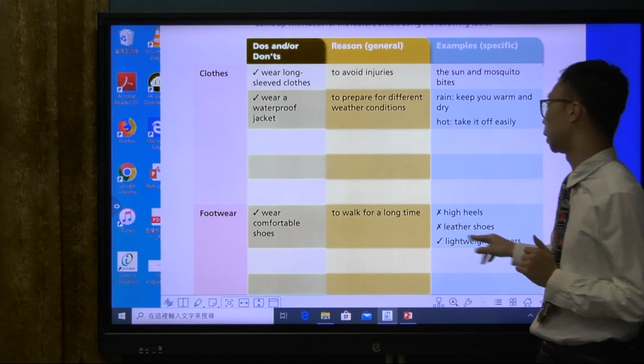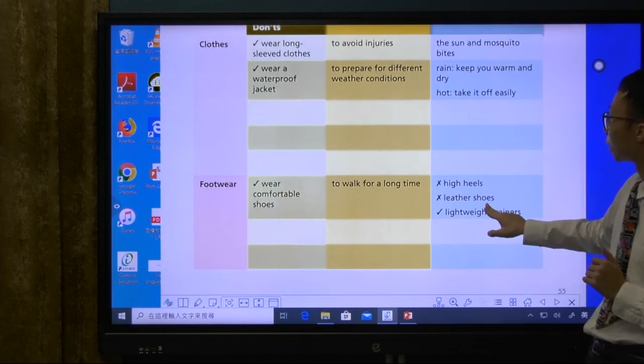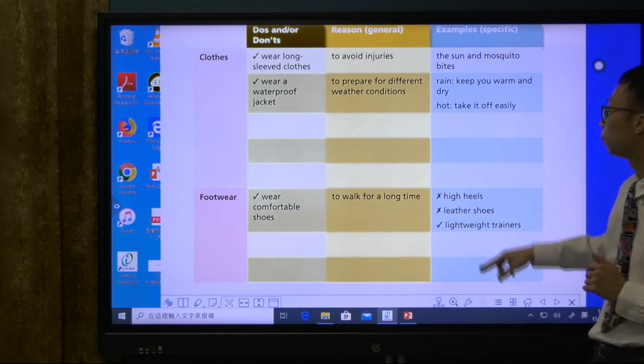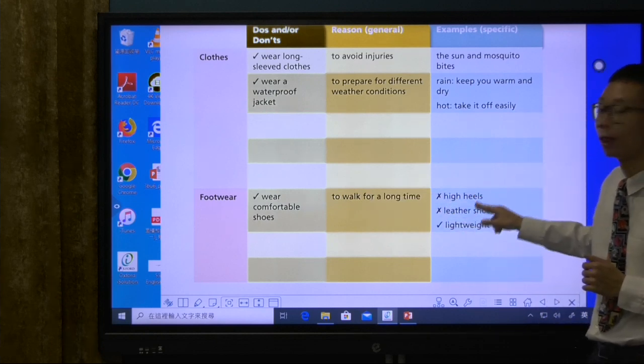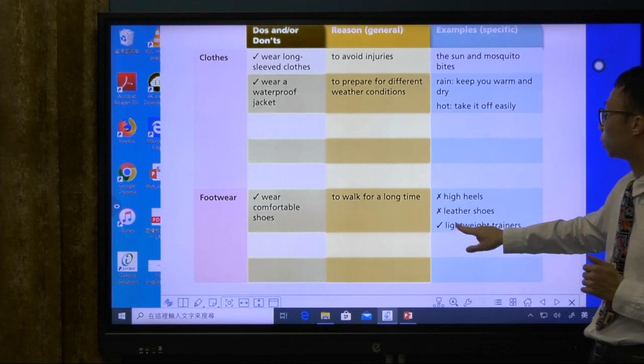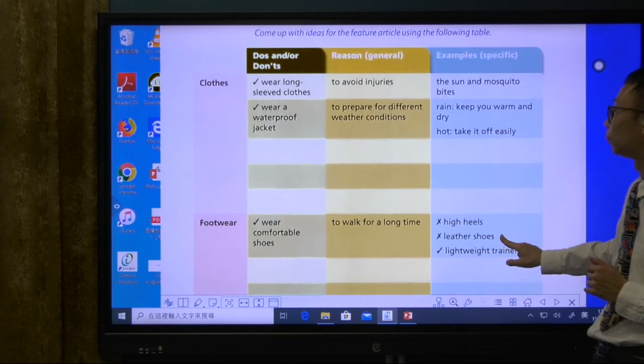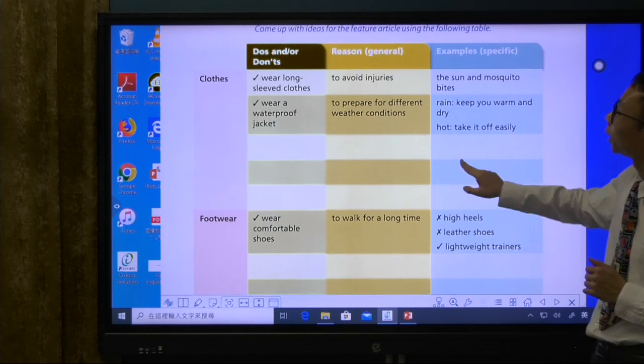So they are not suitable for hiking. That's why here it gives you examples of what you mean by comfortable shoes. So high heels no, leather shoes no, light sports shoes like weight trainers yes.